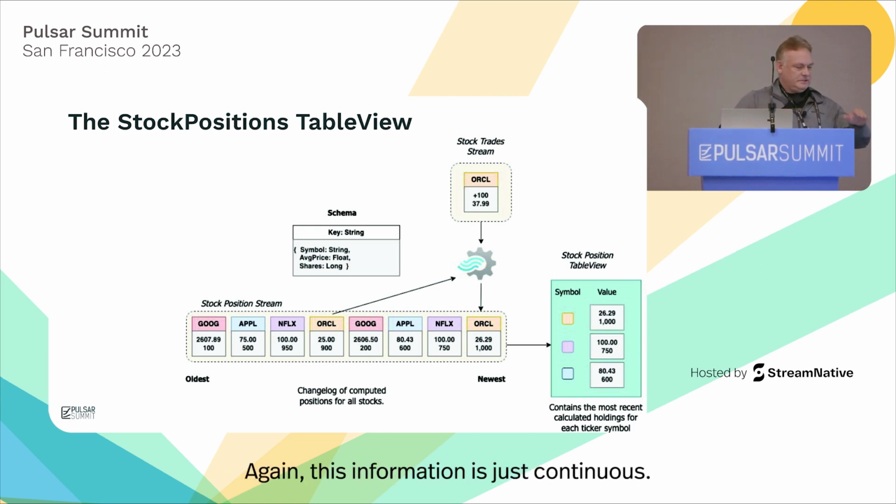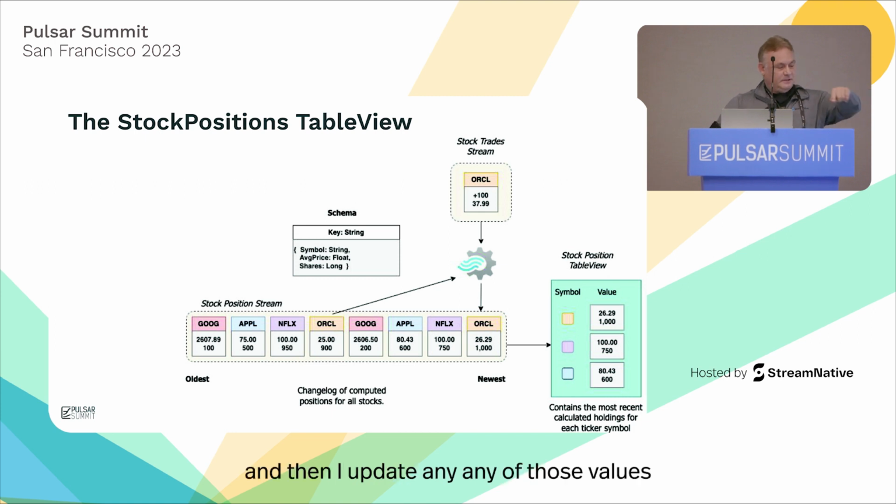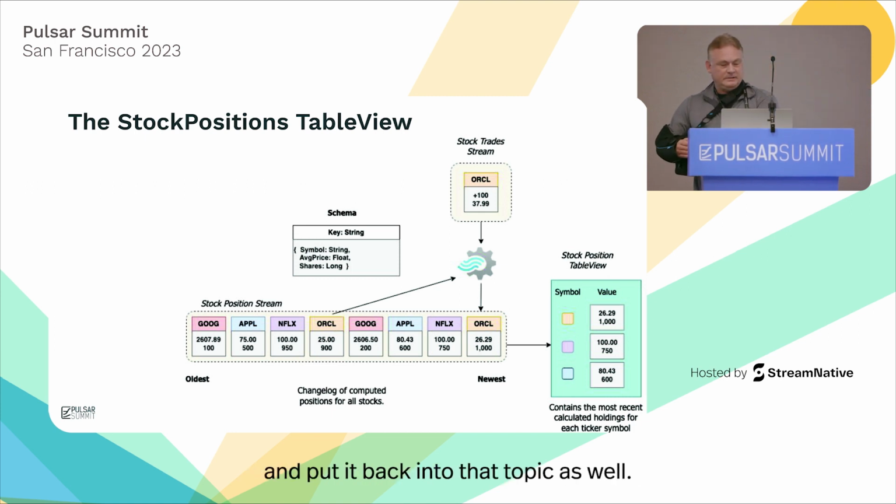Again, this information is just continuous. We're reading it right off of the stock position stream. So when the stock trades come in, I monitor it for just my account, and then I update any of those values and put it back into that topic as well.